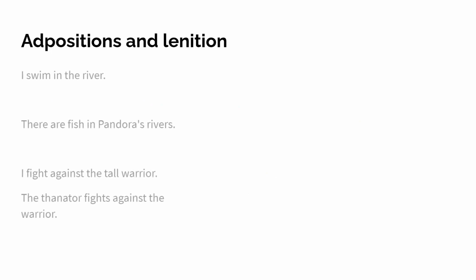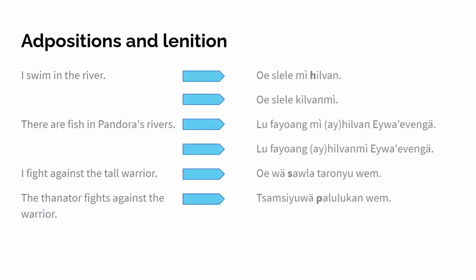Let's look at this in practice. So some examples: I swim in the river, there are fish in Pandora's rivers, I fight against the tall warrior, the defender fights against the warrior. So in and against, me and we, are two adpositions that cause lenition. So, oe slele me hilvan. I swim, hopefully I don't sleep, I swim in the river. Hilvan comes from kilvan, which means river.